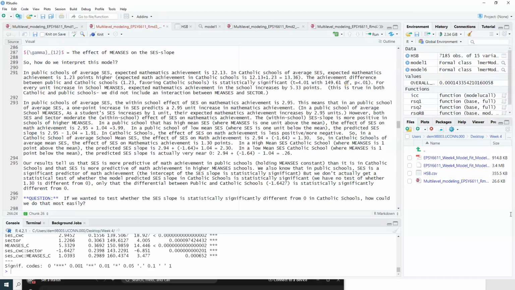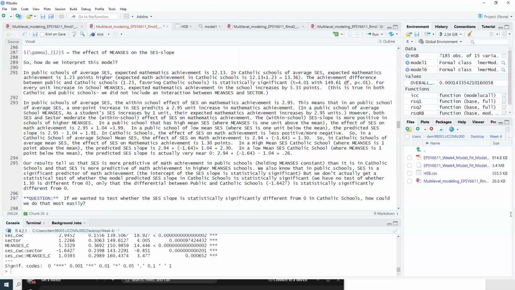By the way, we're going to do more with these predicted values next week, I promise you. And in a low mean SES school, the predicted SES slope is really near 0. It's like 2.94 plus negative 1.64 minus 1.04, which is 0.26. And you might be asking yourself, is that 0.26 statistically significantly different from 0? I don't know, because I computed that, but I don't actually have a statistical test for that. I have no standard error for it.